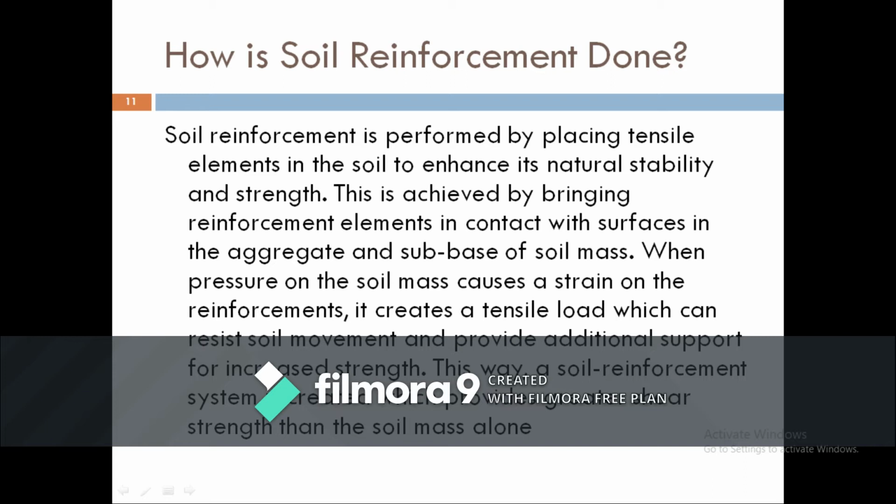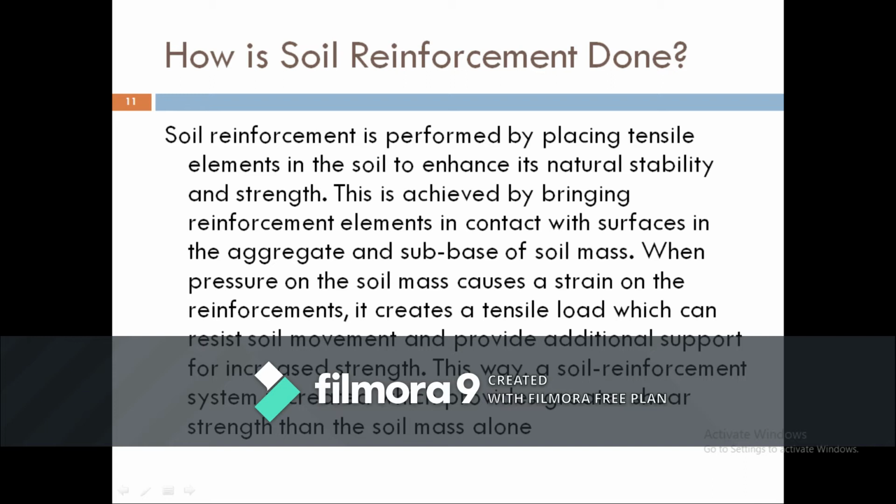This is achieved by bringing reinforcement elements in contact with the surfaces in the aggregates and subbase of the soil mass. So how are you going to achieve them? The reinforcement elements, you put them in the soil mass, in the subbase or on the surface. It can be either on the surface or on the subbase. Both, but we are trying to mix it with the soil so that whatever the required strength is, we are going to get. When pressure in the soil mass causes a strain on the reinforcement, it creates a tensile load which can resist soil movement and provide additional support for increased strength.